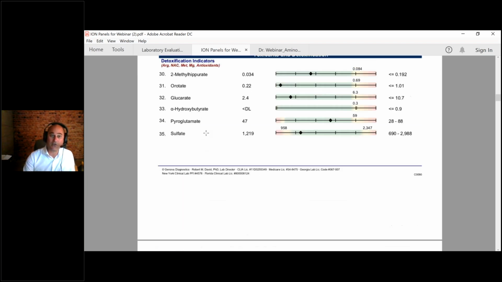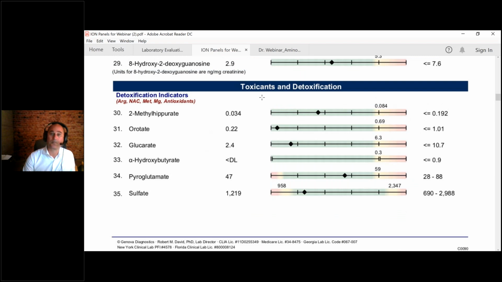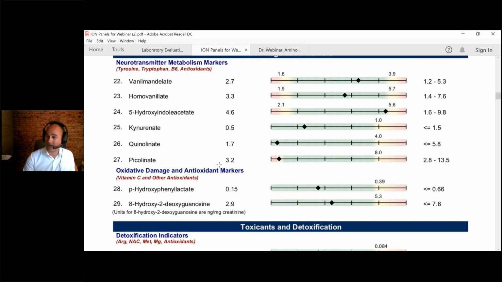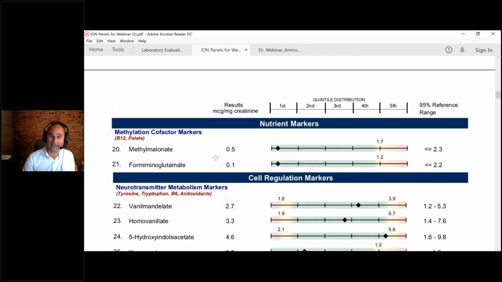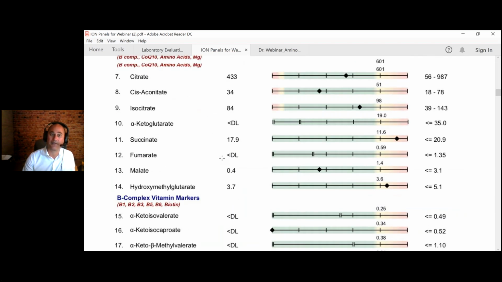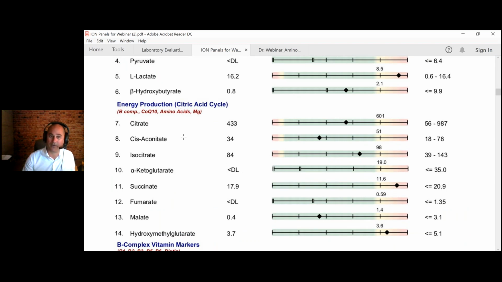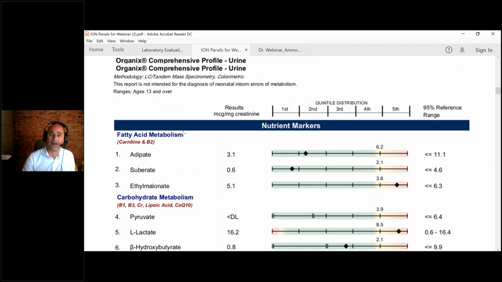Okay, but let's just go through and recount this just real quick. So detox markers, heavily dependent on amino acids. B vitamin markers and the brain markers, purely all about amino acids. Energy production, ATP, huge role of amino acids in there.